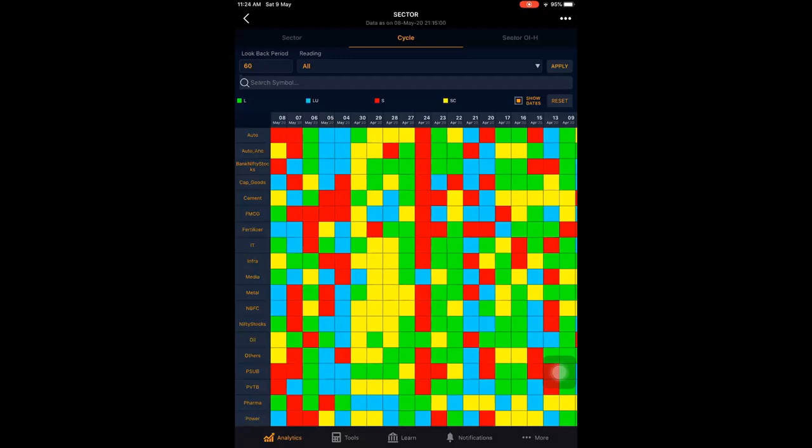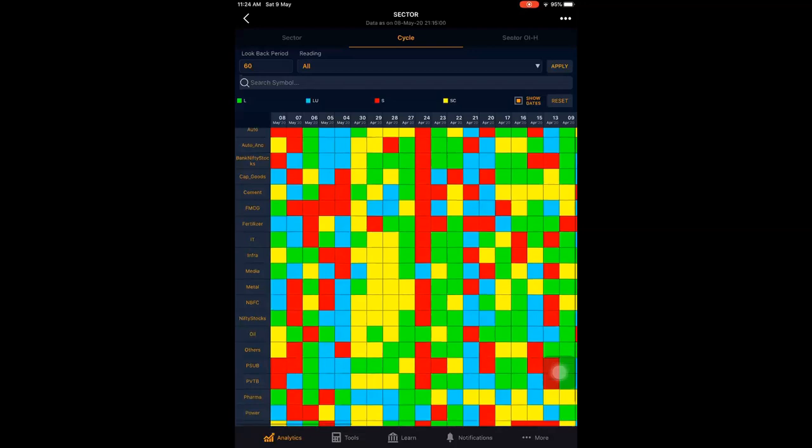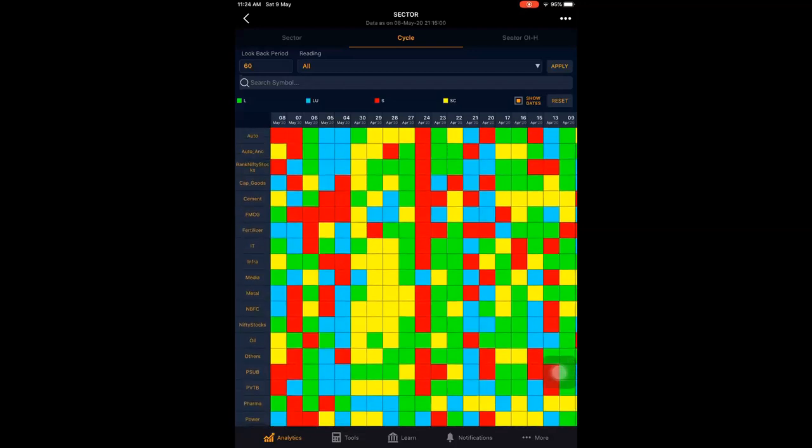Scan the sectors which are showing the long build-up, short build-up, and then you can go to the script and scan the scripts in that sector which are showing those build-ups. Clear? So now, if I just roughly go through it.